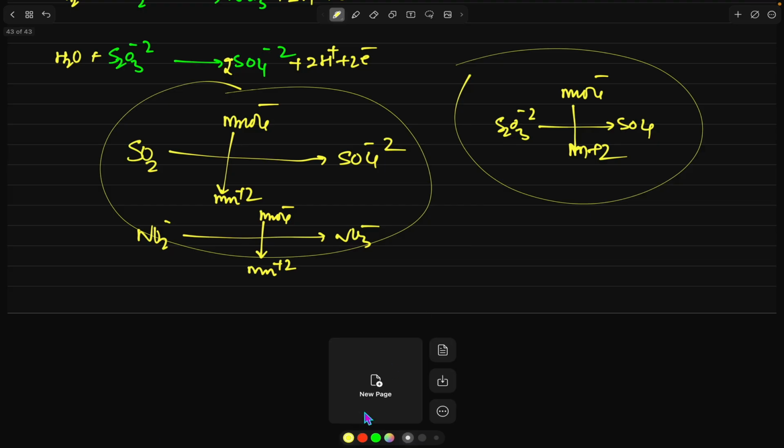Okay, we'll take up a few more questions. So C2O4 minus 2 is oxidized to CO2 by this reaction, and MnO4 minus is reduced to Mn plus 2. Balance these two reactions in acidic medium and merge both the reactions. Try it. We have done this reaction in the past in our class.